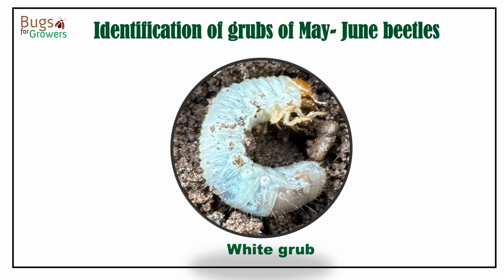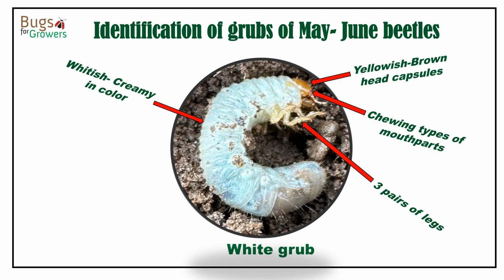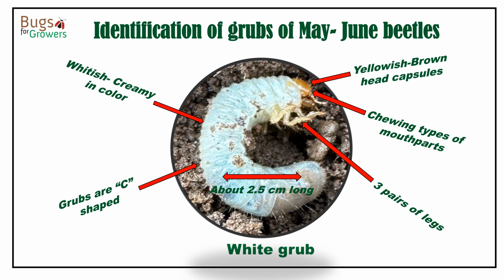The grubs of May and June beetles are also called white grubs, and they are easy to identify because they are whitish creamy in color. They have a yellowish brown head capsule with chewing types of mouth parts. They also have 3 pairs of legs. They are about 2.5 centimeters long and have C-shaped bodies.